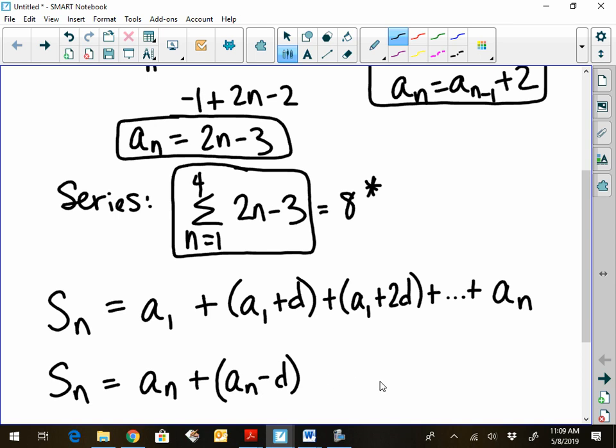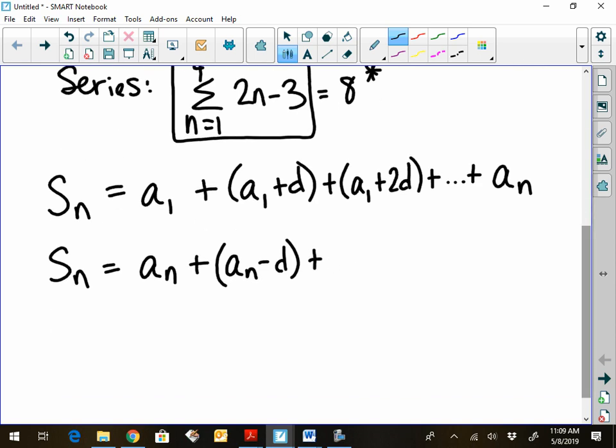And we could keep going, right? We could say plus a sub n minus 2d plus ... all the way until we add a sub 1. So what these two are saying is exactly the same thing. It's just going in a different order. So S sub n at the top, that would be like our -1, 1, 3, 5, where this one would be 5, 3, 1, -1. Both of them are the same, right? Both of them would add up to equal 8, just writing it a different way.